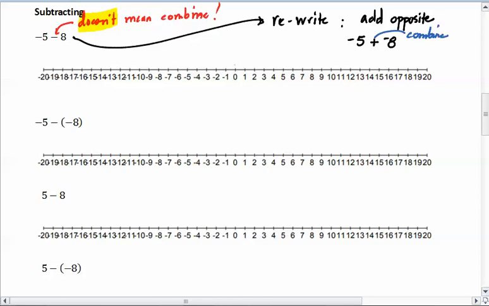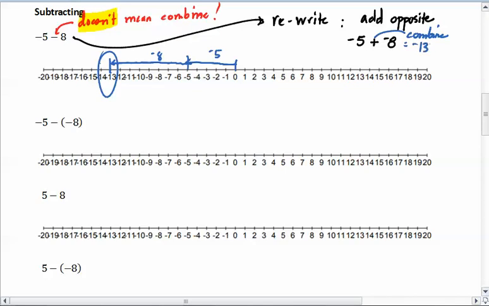So here we go. I have a negative 5. I'm going to make this quick. My artwork might not be as refined as the last problem. And then a negative 8. So this is combining two negatives, right? A negative 5 and a negative 8. And that's going to give me a negative 13.